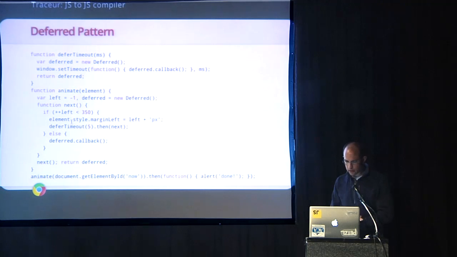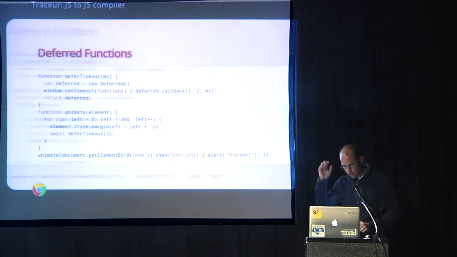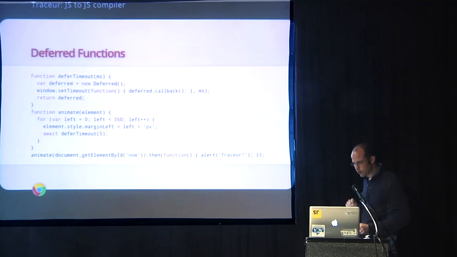So the question is, if compilers can do this CPS for you, what can we do to make this easier and more readable? What I'm going to show you is the same thing. Everything we see here is the same function. The defer timeout is exactly the same code, and the way that animate is chained on is exactly the same. But now you'll notice that the animate function is using this proposed feature called await.